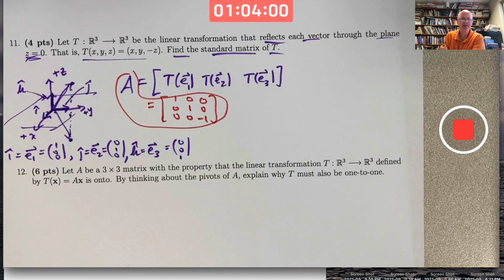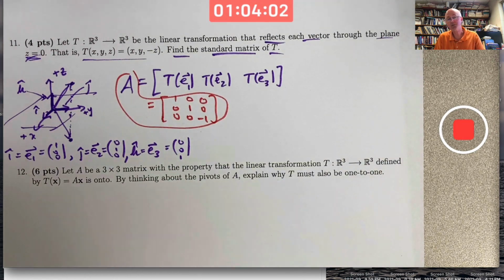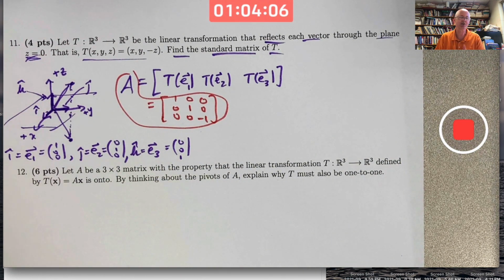If there's a standard matrix, does that mean there's a non-standard matrix? And the answer is yes. Matrices for linear transformations are always relative to a basis, and basis comes up on exam 3.